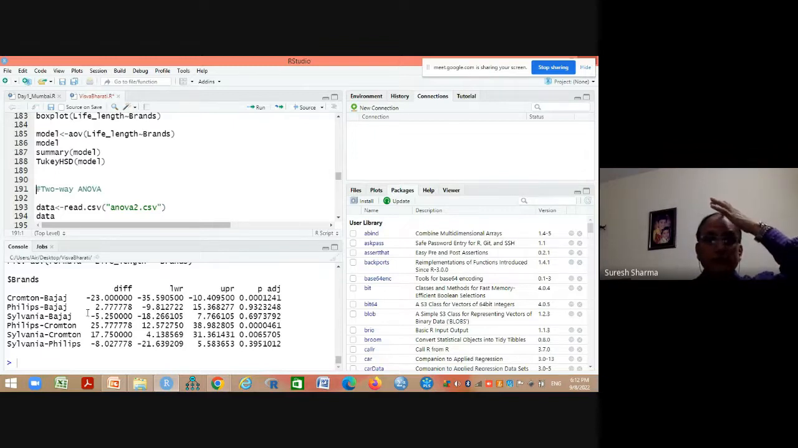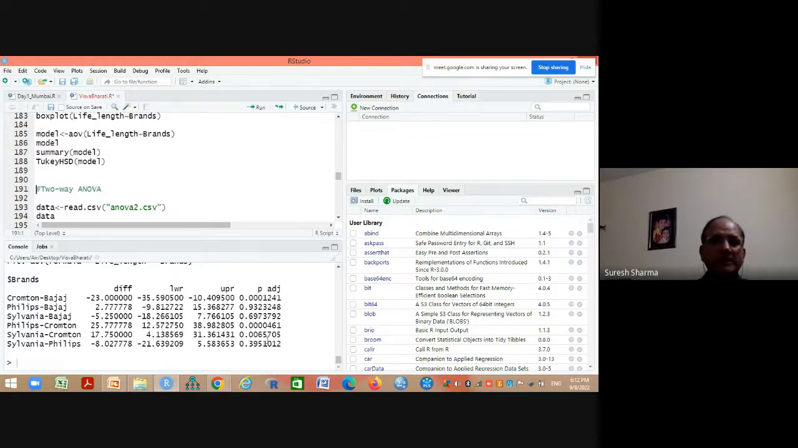So Crompton varies from all, actually. Crompton versus Bajaj, significant difference. Crompton versus Philips, significant difference. Crompton versus Sylvania, also. So that means Crompton has the lesser life length, as we have seen from the box plot. But the others are very much similar.